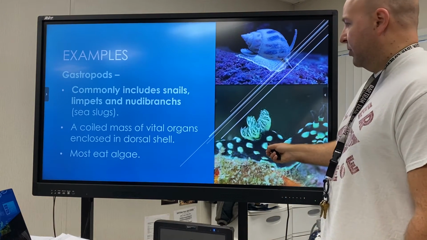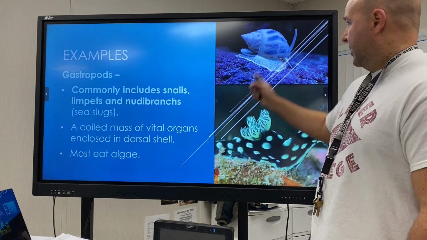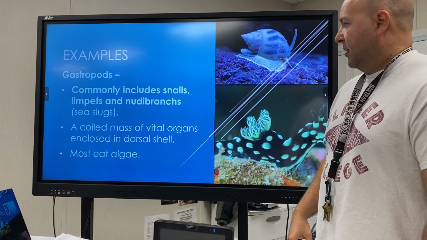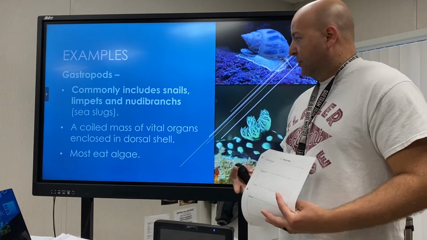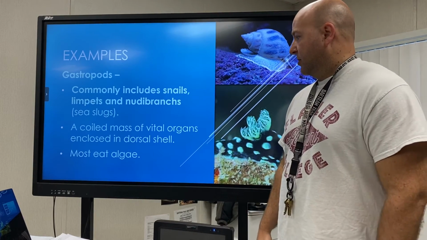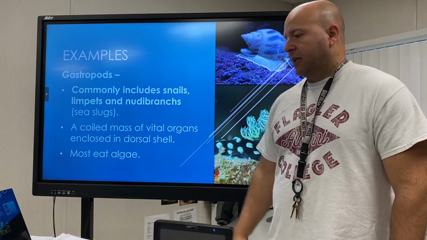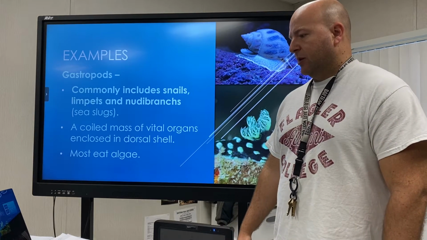Got an example of one of those here. You got a snail up there. Typically they have a coiled mass of vital organs within their enclosed shell. Most of these are eating algae, for our gastropods.